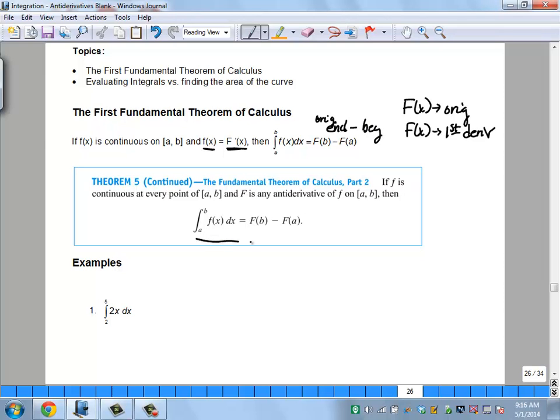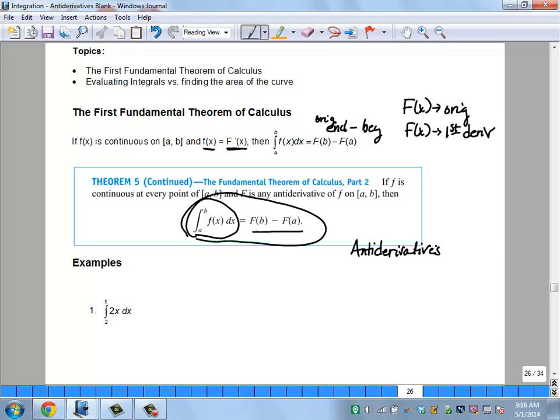So again, it's stated here. If f is continuous on every point and F is an antiderivative of f, then this is the same as taking the original function and taking the end minus the beginning. So we're going to have to do some antiderivatives. Now, the cool thing with every one of these is that you can actually put all of these in your calculator when you're done and check them.